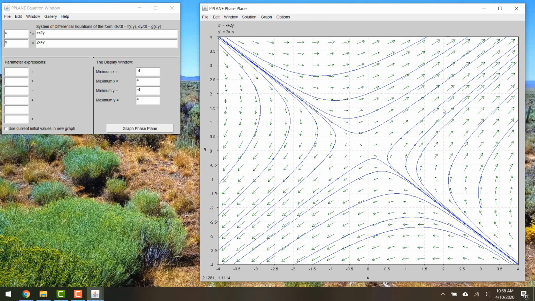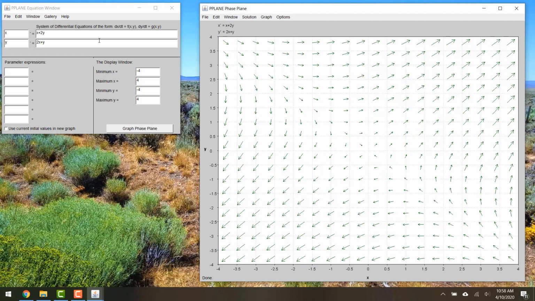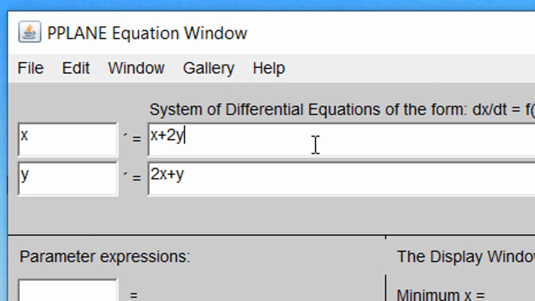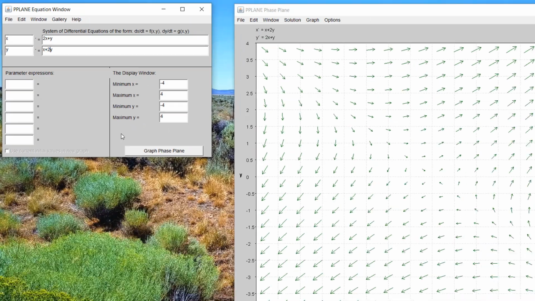Let's do the next case. So let me clear this. The next case we're going to go back to is example 1, where it was 2x plus y, and then x plus 2y. This is the case where both eigenvalues were positive.